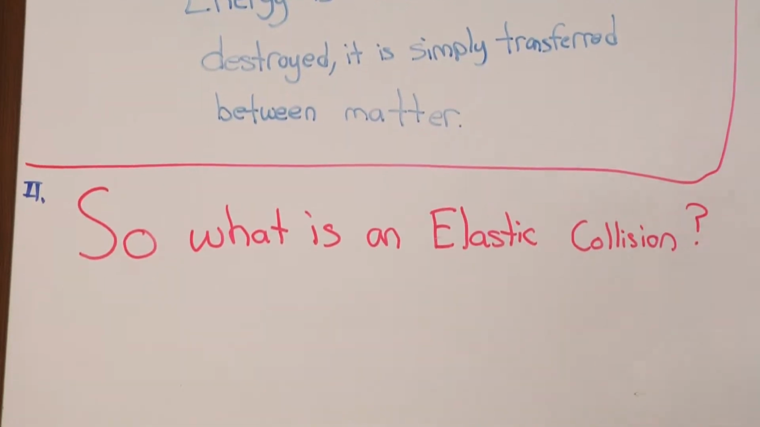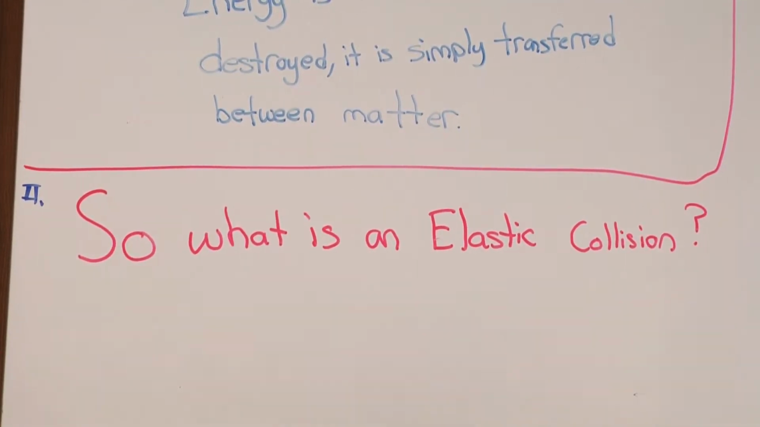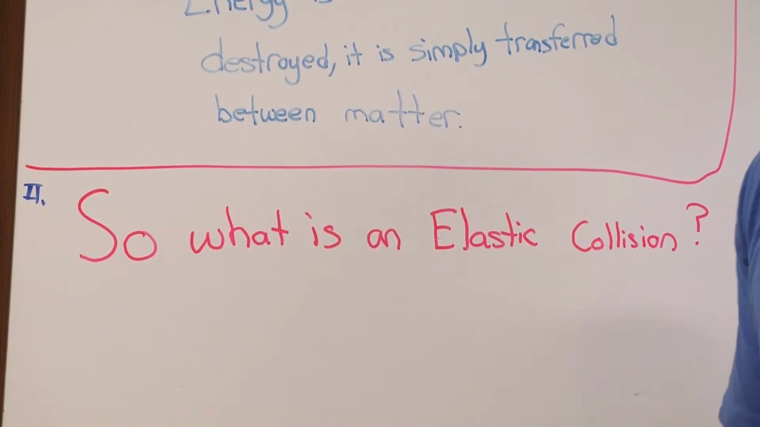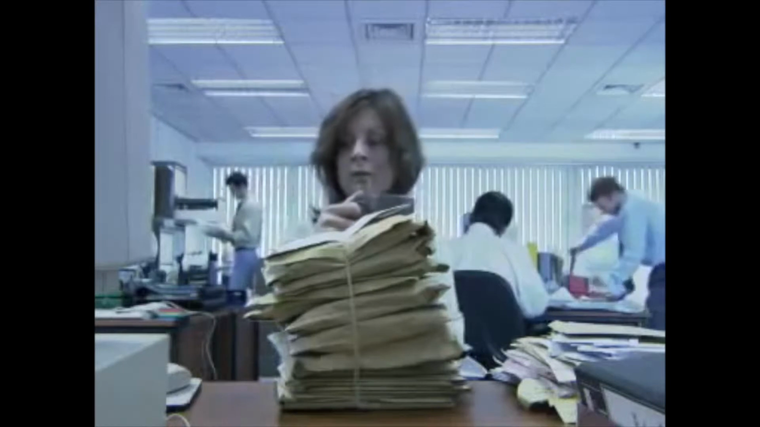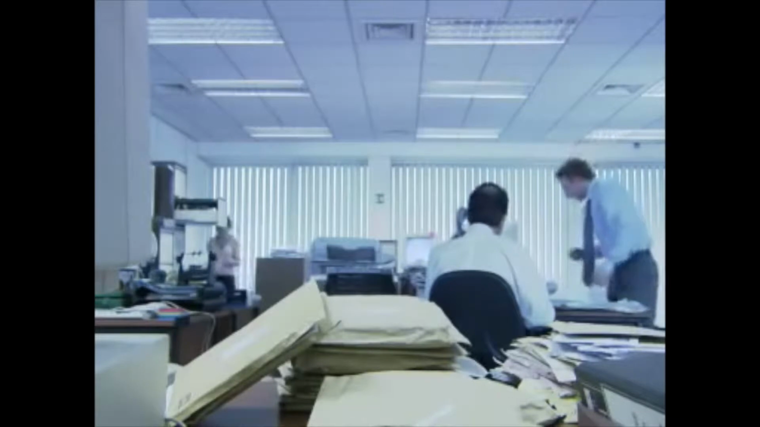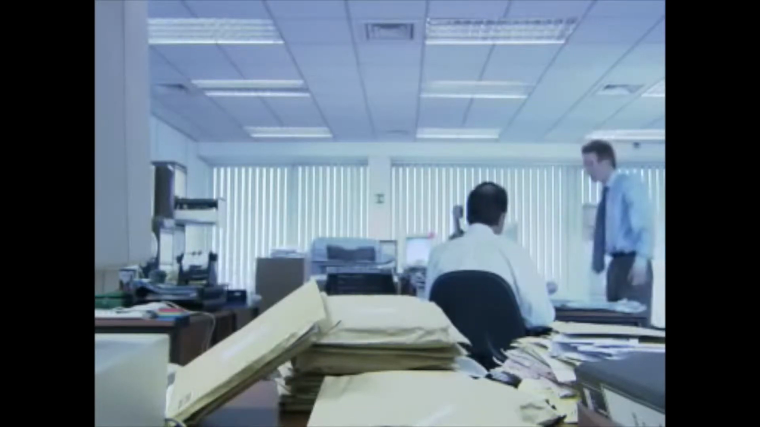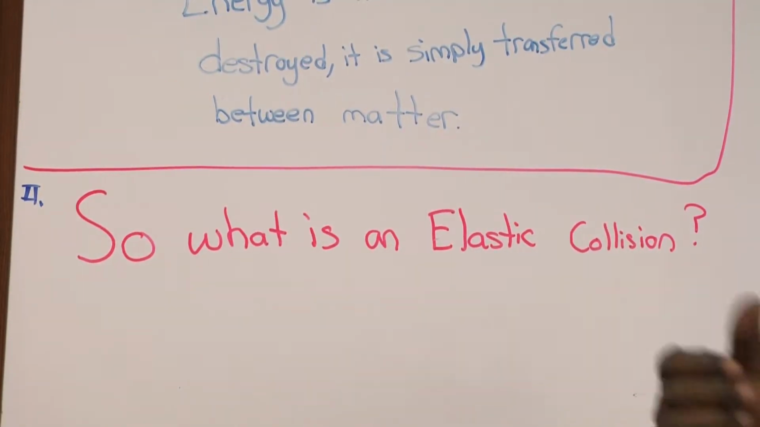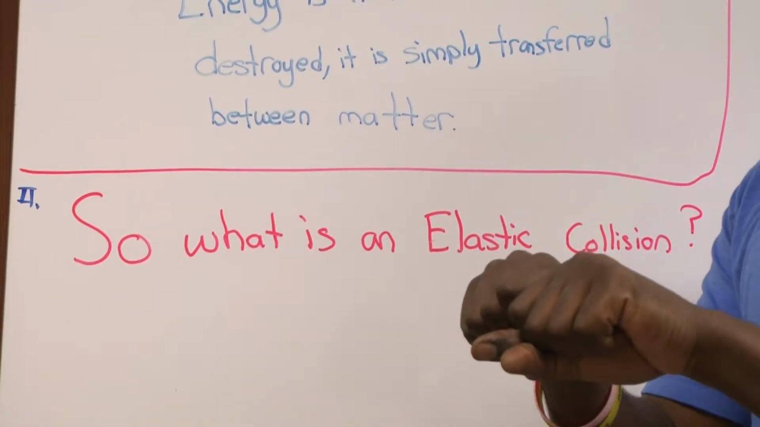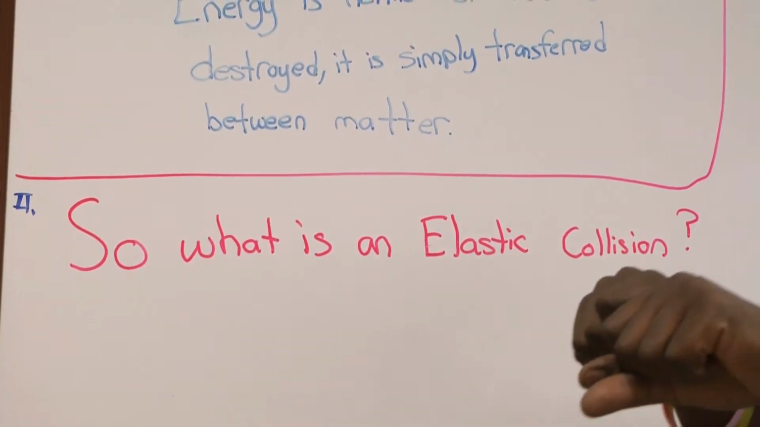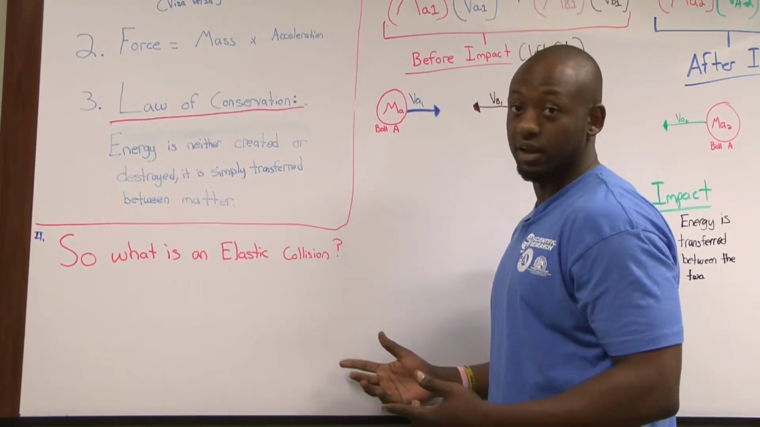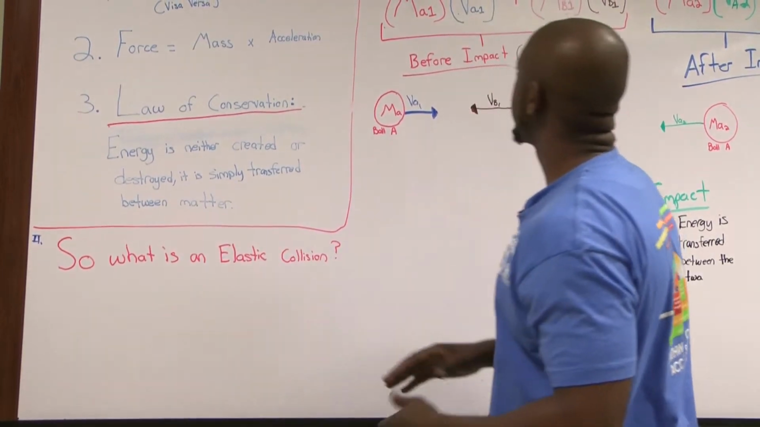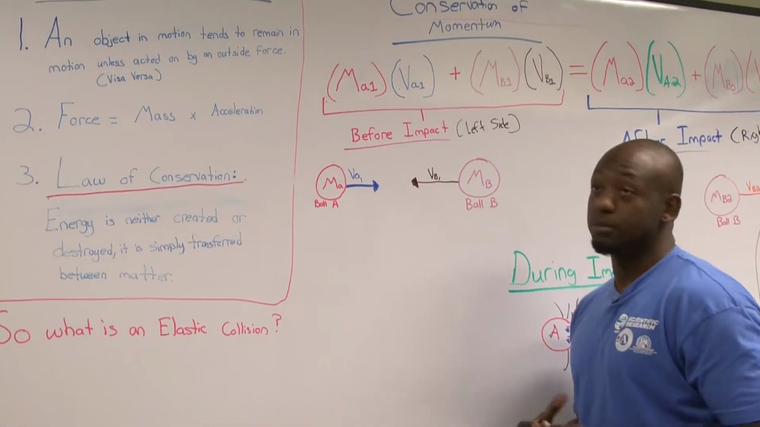What is an elastic collision? Now there are two types of collisions. There's an inelastic collision and there's an elastic collision. In an elastic collision, two particles or two objects will collide together, and when they collide, the kinetic energy will simply be transferred between them so that no kinetic energy will be lost. So with that being said, we're going to go to the conservation of momentum.